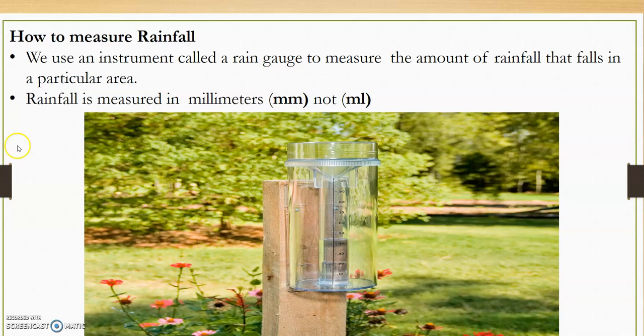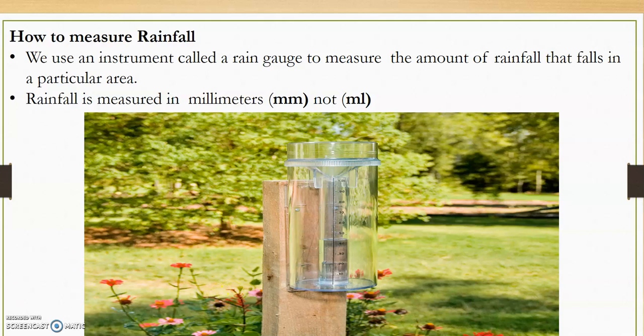We measure rain using an instrument called a rain gauge. And this rain gauge is a special instrument that measures rainfall in millimeters, not milliliters. I know most people want to write milliliters because they know that anything that is liquid is measured in liters. But our rain gauge measures our rainfall in millimeters because we use a ruler. All right, so the ruler measures in millimeters, and our rainfall also is measured in millimeters.